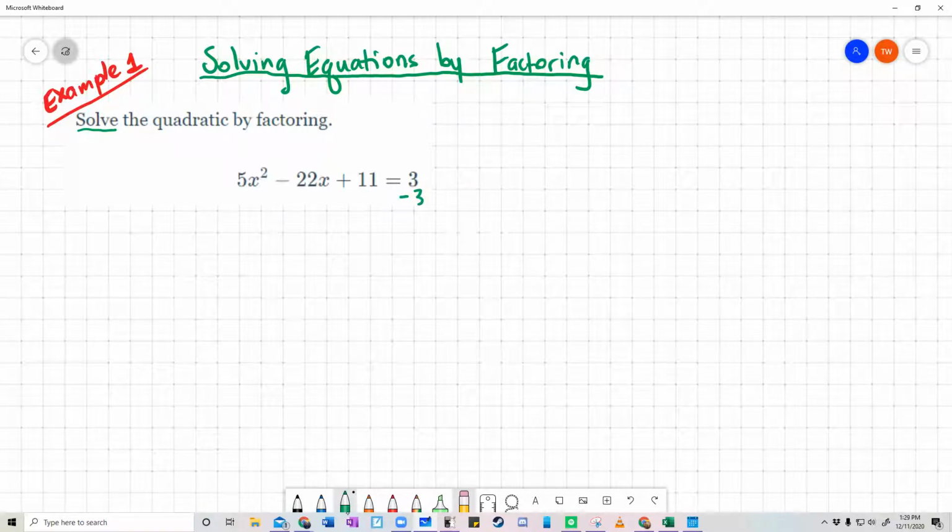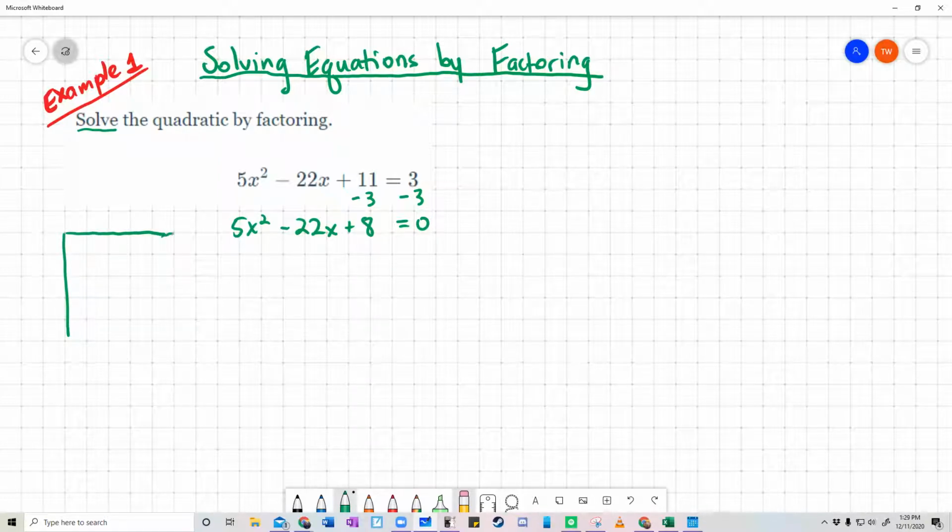I'm going to start by subtracting 3 from both sides, which is going to give me 5x squared minus 22x. 11 minus 3 is 8, so I'm going to write plus 8 equals 0. Now I want to show you a little trick. If you go to Desmos and you type in 5x squared minus 22x plus 8, that can give us a clue in our factoring process. So let me just set up a reverse box method.